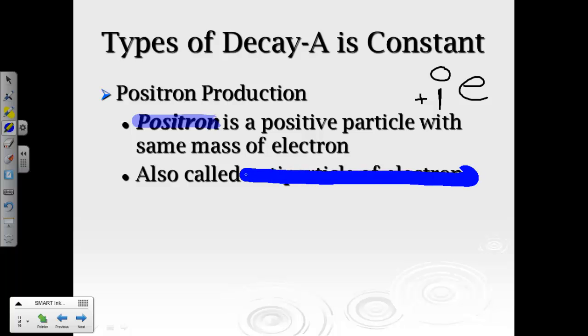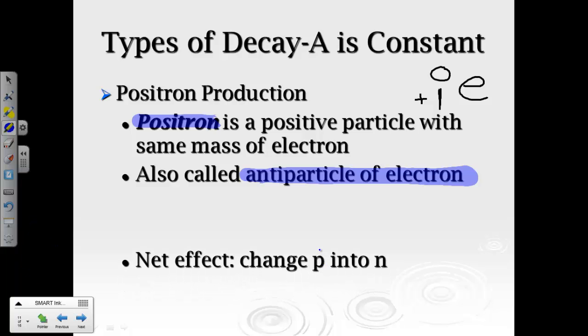It's also called an antiparticle of an electron. Now, antimatter is kind of this really awesome branch of science. If you've read Angels and Demons, or if you're into the particle collider research that's going on, it's really fascinating stuff, but we don't have time to get into the science of it. So, in other words, it's just the opposite of an electron. And its net effect is that this time it takes a proton and turns it into a neutron. Okay, so what does that look like?